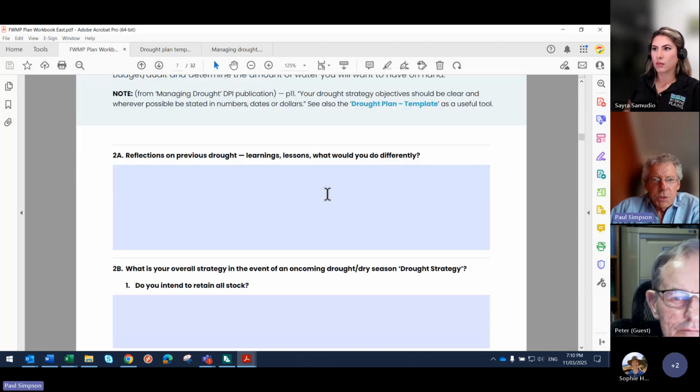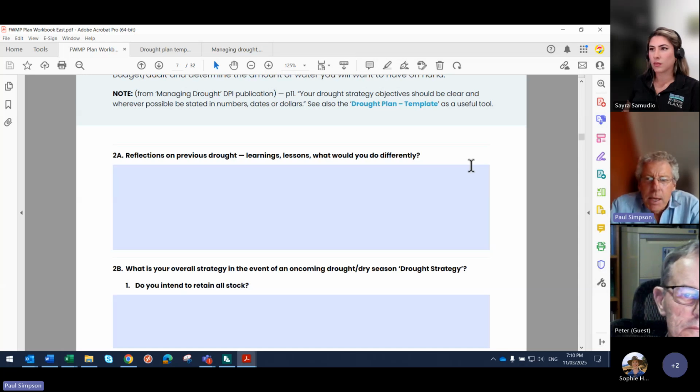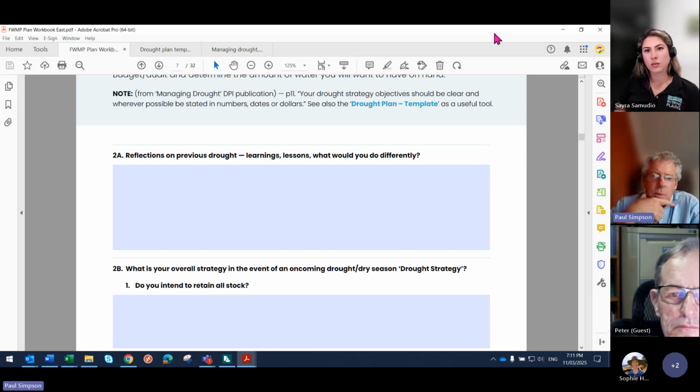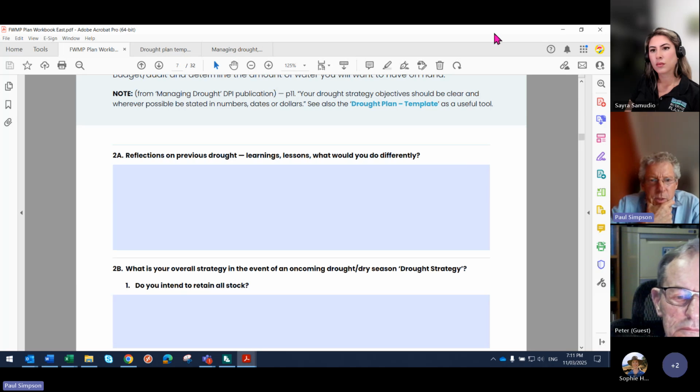But I'm interested to start with if people have got any reflections on the previous dry spells or droughts, in particular around water, but might also be around some general stock feeding or just general husbandry.